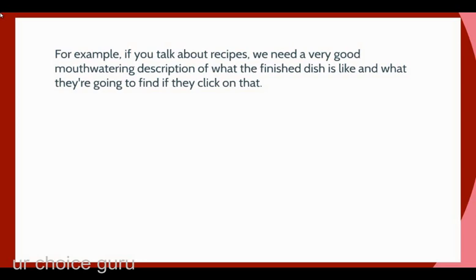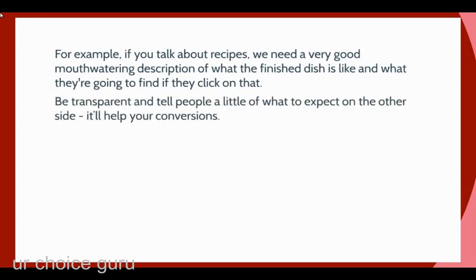So again, if you talk about recipes, it needs to have a very good mouth-watering description of what the finished dish is like and what they're going to expect if they click on it. You always want to be transparent and tell people a little bit of what to expect on the other side. When I mean other side, I mean when they click, they are sent to a piece of content. And that will actually help your conversions, and it'll also help gain trust, because people will realize that you're being genuine. You're not hiding anything or anything like that.